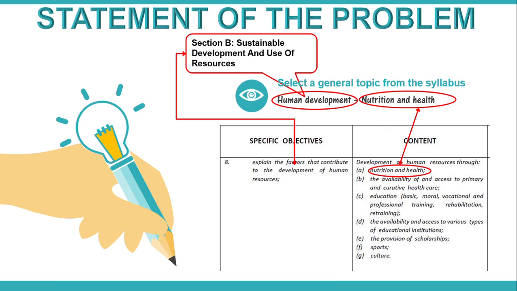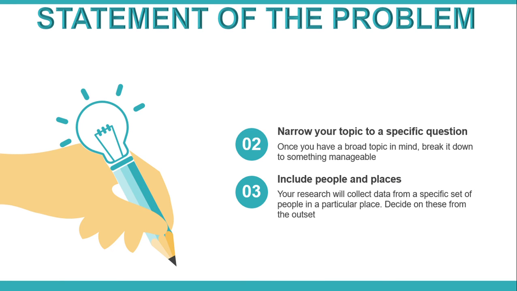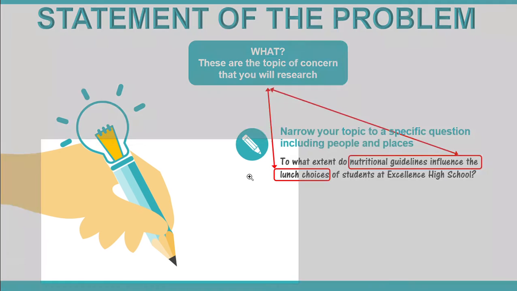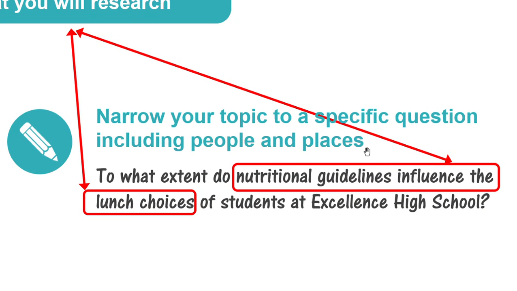So you know that my topic is going to be from the syllabus. I have referenced it. The second and third task, you're going to be writing a specific question based on that broad topic so that you can break it down into something more manageable. Also, you'll have to include people and places in that topic that you have narrowed down. So let me give you an example. Right here, we have what we call our statement of the problem in the form of a question.